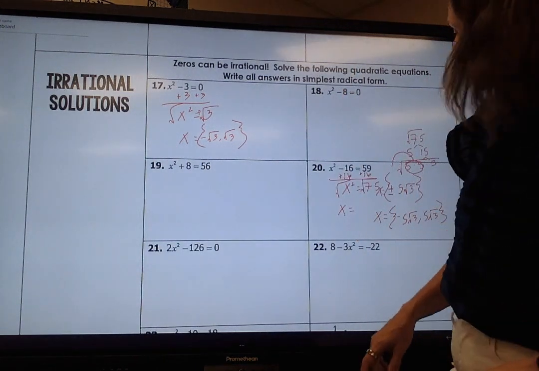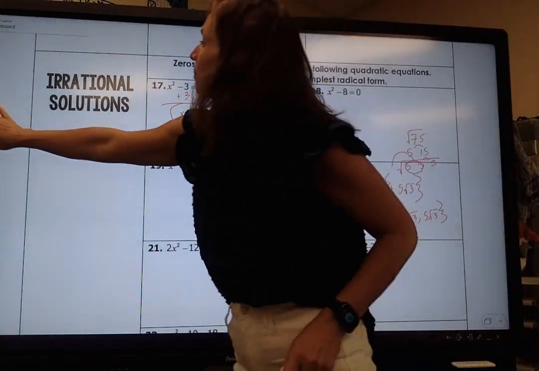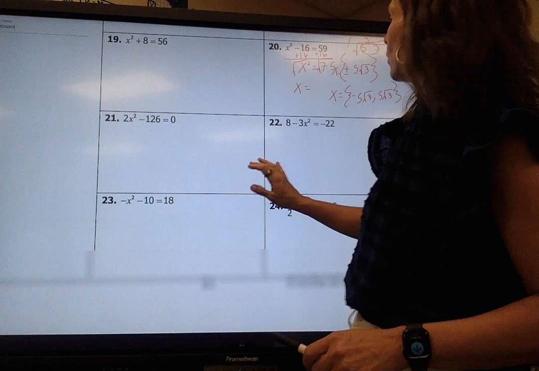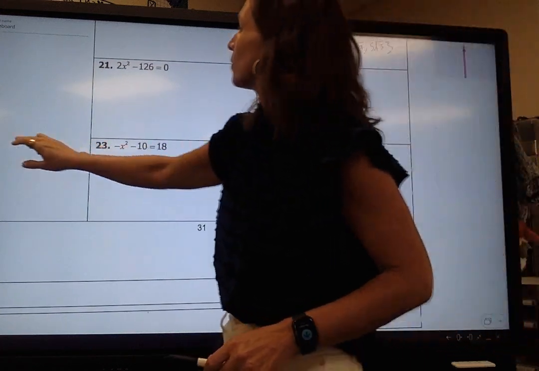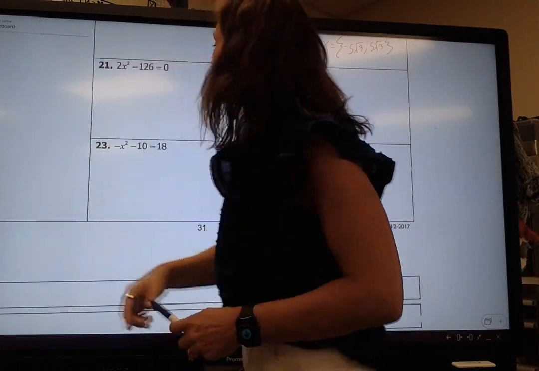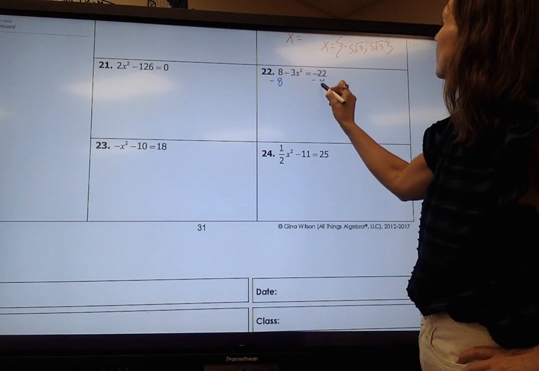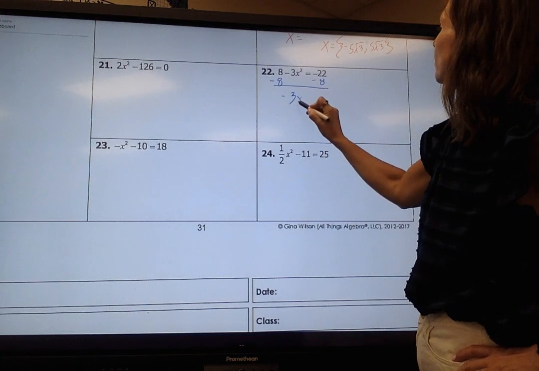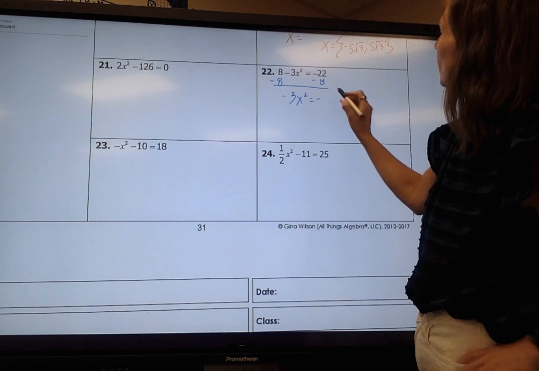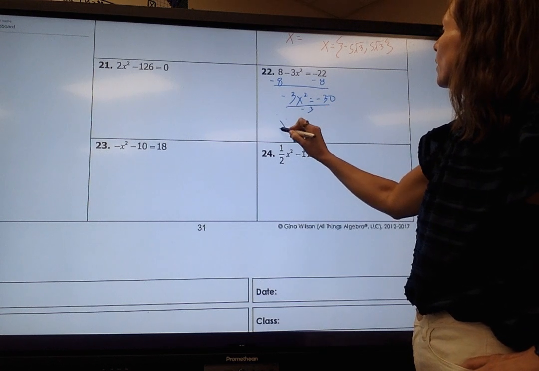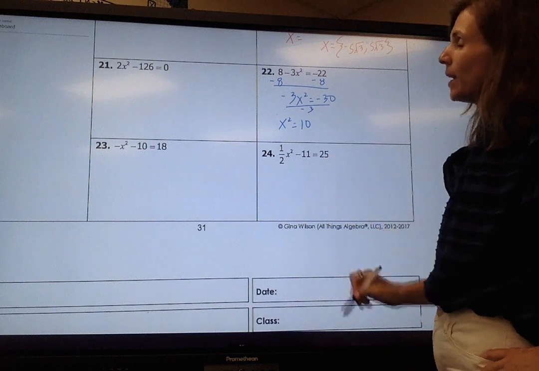All right, let's do number 22 together. We'll do 22 and 24. I'll move it up so I don't have to do it. All right, so let's look at that. So 22, I'm going to subtract 8 on both sides. Then I get negative 3. When I divide both sides by negative 3, I get x squared equals positive 10.